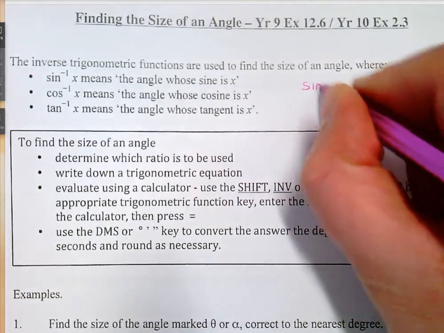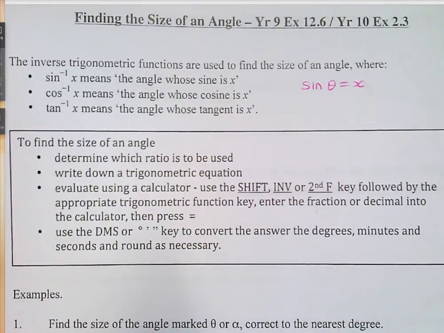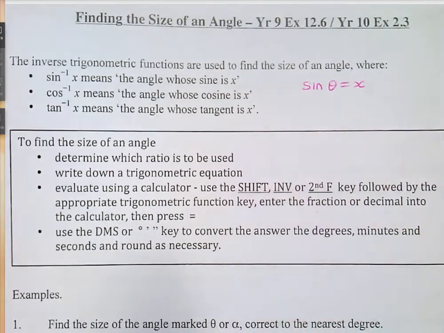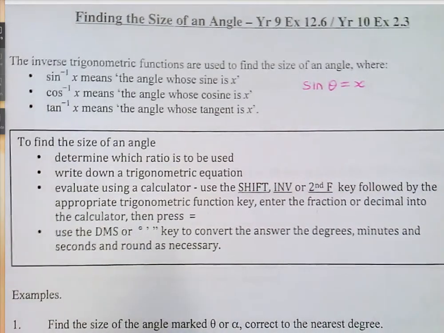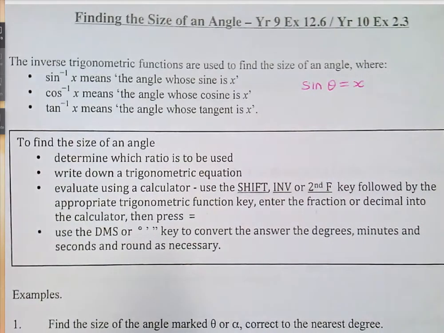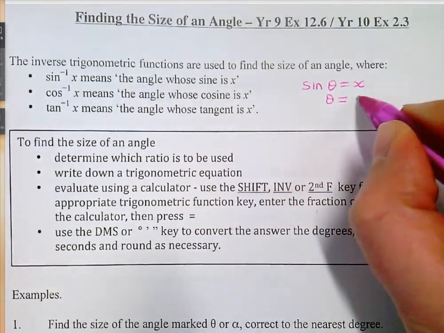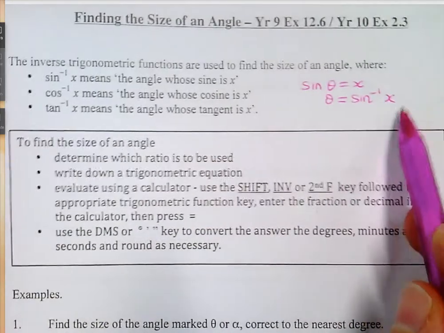If I write, for example, sine theta is x, see here I don't know the size of theta. Now, we were doing questions like this last week. You were doing sine theta is a half and you were putting it in on your calculator. You had to go shift sine, second function sine, half, and you got your answer. If I want to work out theta, I write theta.